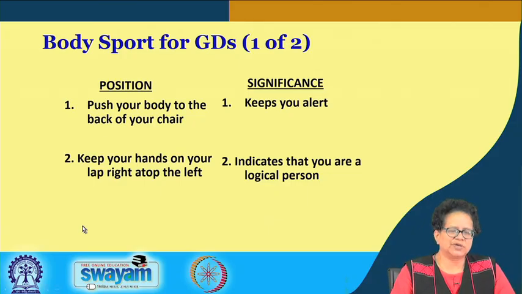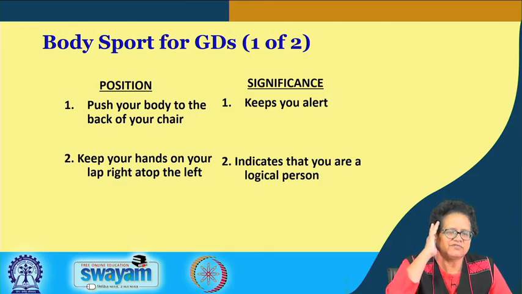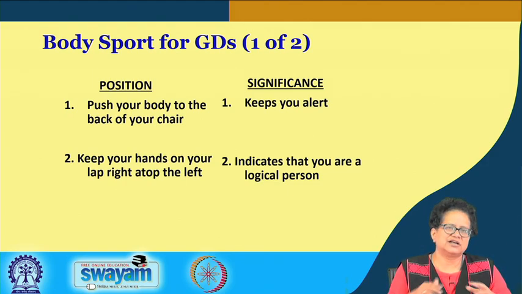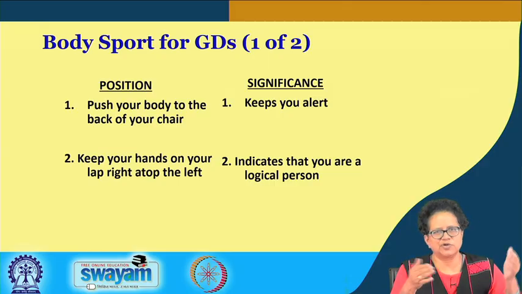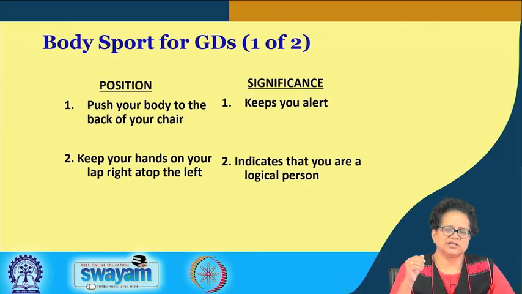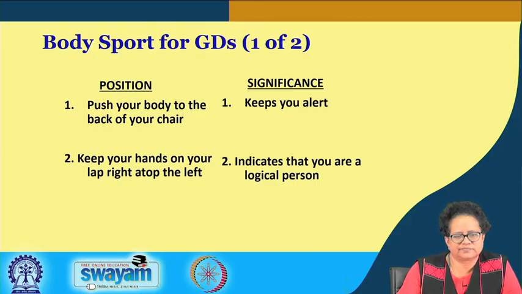Number 2 is to keep your hands on your lap, right atop the left, which indicates that you are a logical person. This is in consonance with one research finding which says that the right side of the brain has to do with logic or philosophy, and the left side with artistic tendencies of an individual. But there are people who are left handed, and for them the normal tendency would be to put the left atop the right. So again, this is a word of caution. Number 2 is an advice, it is up to you to adopt it or to reject it.